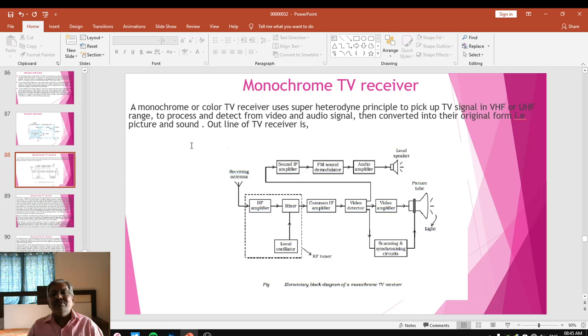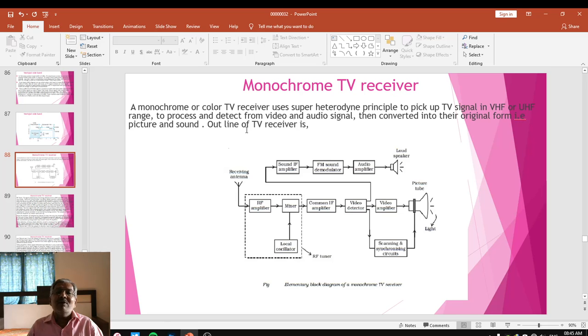Such a device is known as a monochrome television receiver, or in general a television receiver. If it performs the process on black and white, it is called a monochrome television receiver. If it performs the same function on the chromatic signal, then it is called a color television receiver.